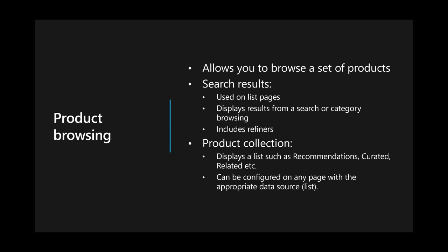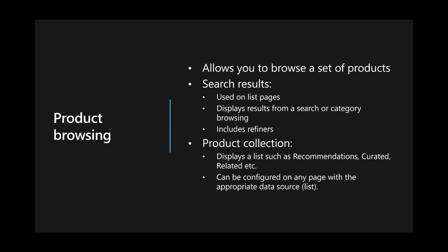So now that we talked about marketing pages and containers, the next most important piece is how do you actually browse a set of products. There are two main modules that we support for browsing. The first one is the search results module. Search results module is used on list pages.